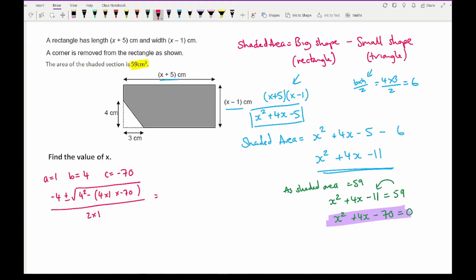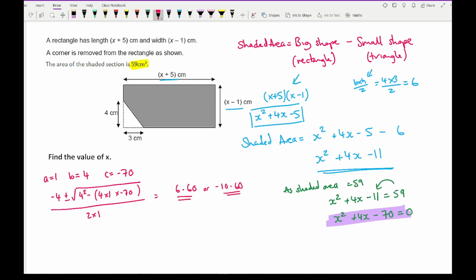So here, just typing it into your calculator and seeing what you get, I get solutions of 6.60, or I get minus 10.60. So these are my two solutions.